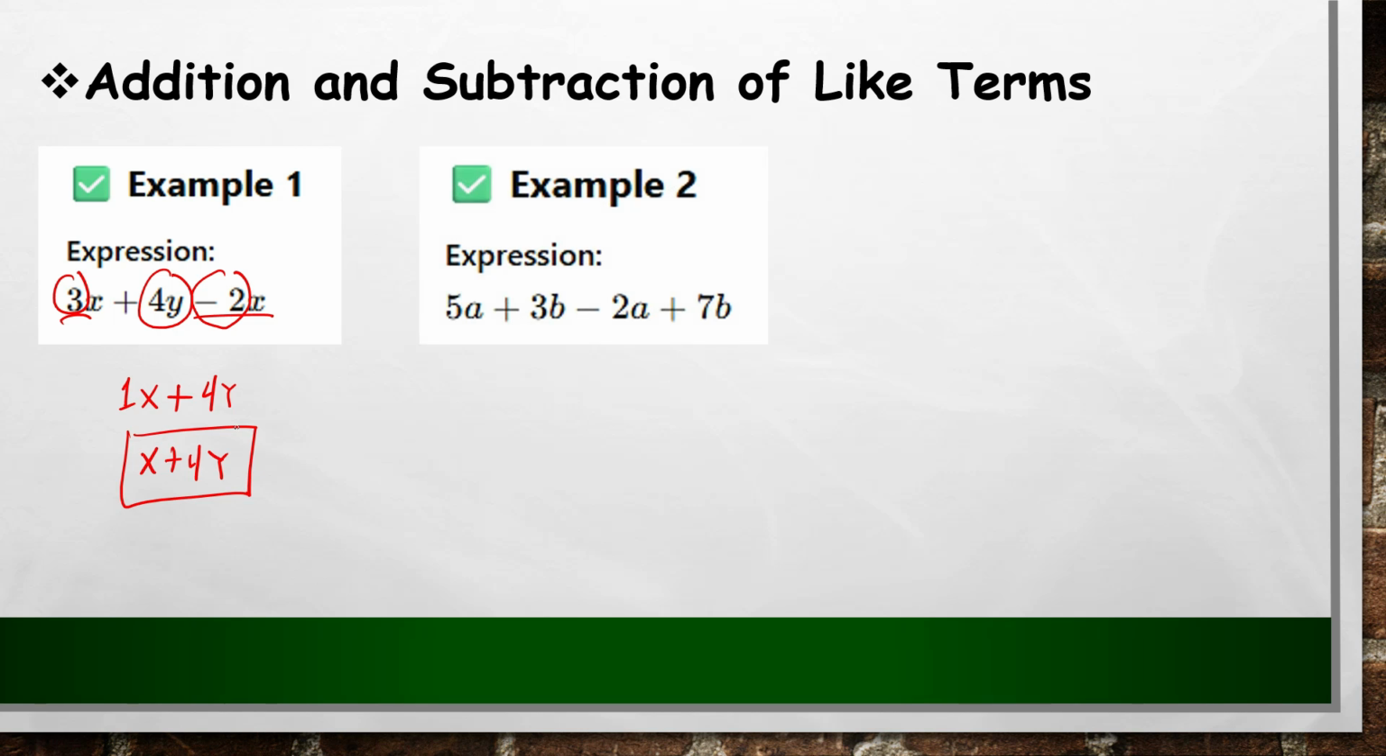So for the second example, we have 5a and then negative 2a. They are like terms. So these are the first two terms we can combine. That will just be 3a. And then, of course, that's positive 3b, and then positive 7b. If we add the 2, that will be equal to 10b.